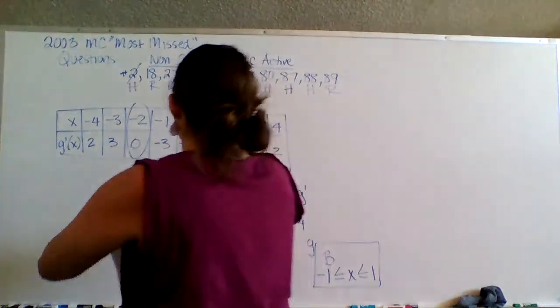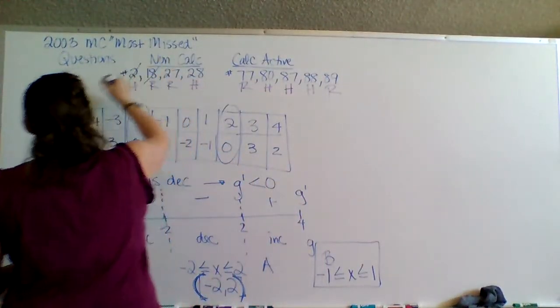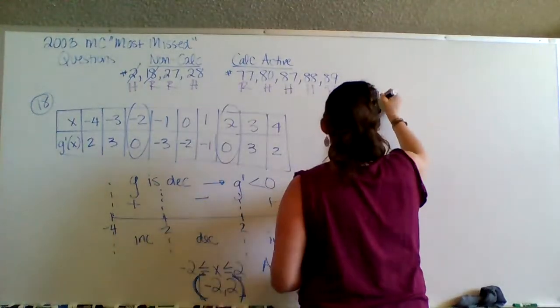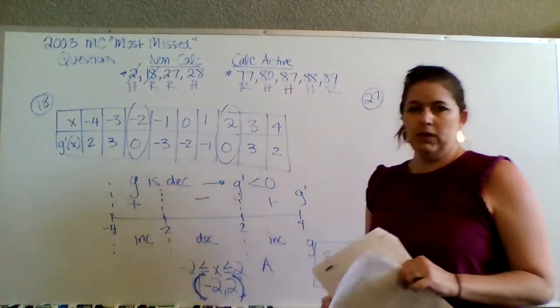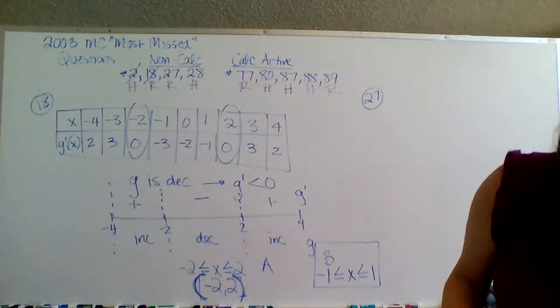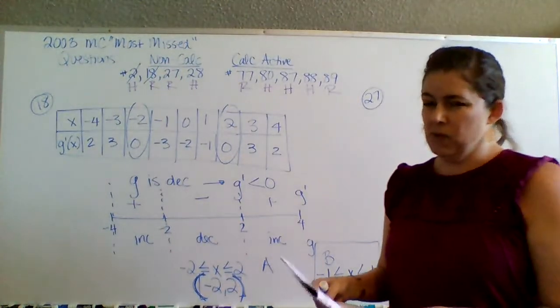Okay, so there's number 18, and we're going on to number 27. Number 27 is actually something we have not talked about yet. It's one of those things that we talk about during this time of the year when we are reviewing for the AP exam. Now remember, this was clear back in 2003.